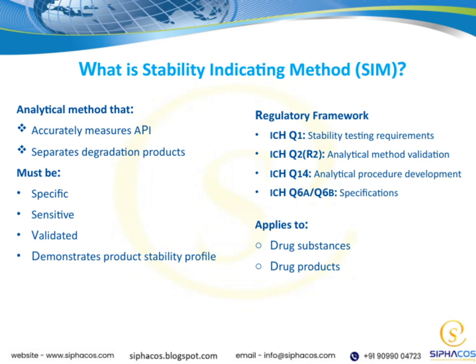For a method to be considered a true SIM, it needs to be specific, meaning it accurately identifies the API without interference, and sensitive enough to detect even small amounts of degradation. It also has to be validated, ensuring that it performs consistently under various conditions. Ultimately, the goal of a SIM is to demonstrate the product's stability profile, giving us confidence that the drug will perform as intended throughout its shelf life. Connecting this to our overall theme, understanding and implementing these regulatory standards and stability indicating methods are fundamental to developing safe, effective, and high-quality pharmaceutical products.